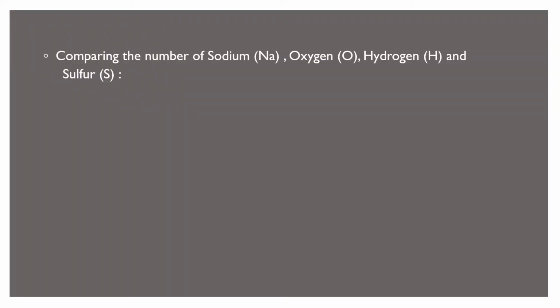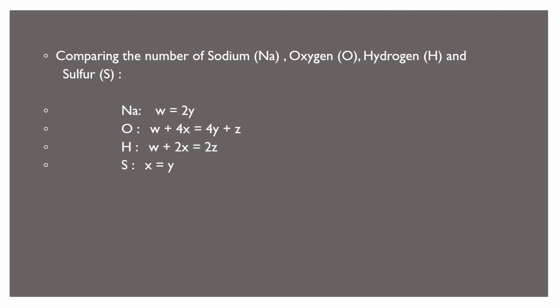Now let us compare the number of sodium, oxygen, hydrogen and sulfur atoms on both sides of this equation. For sodium, on the left-hand side we have 1w and on the right-hand side it is 2y. So this must be balanced. When I take oxygen, w plus 4x must be 4y plus z, for hydrogen it is w plus 2x equal to 2z, and for sulfur you have 1x equal to 1y.